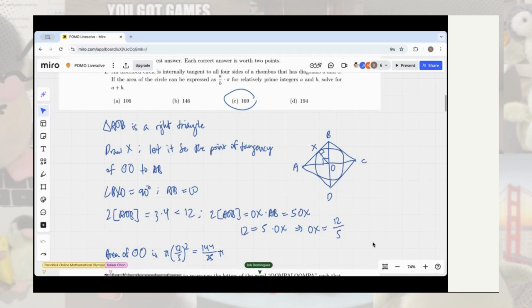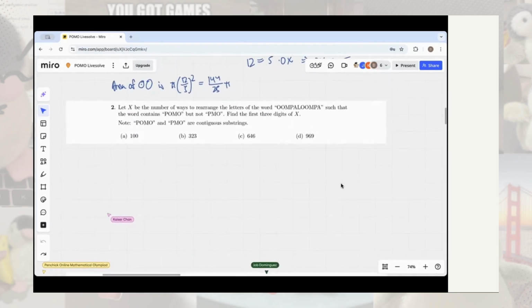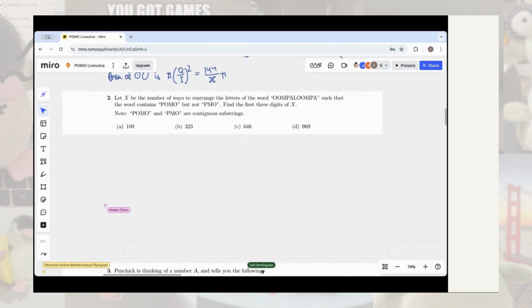So the question reads, let x be the number of ways. Can you scroll down? Okay. Let x be the number of ways to rearrange the letters of the word Oompa Loompa such that the word contains POMO but not PMO. So POMO and PMO must be beside each other, or contiguous substrings. So find the first three digits of x.